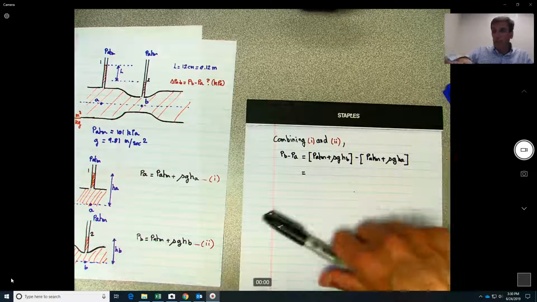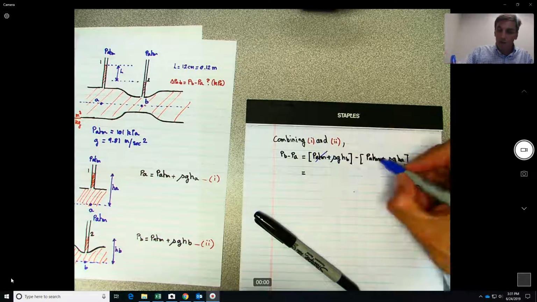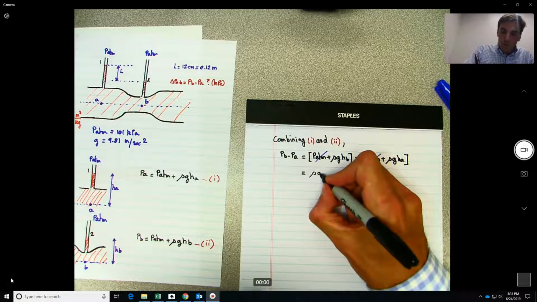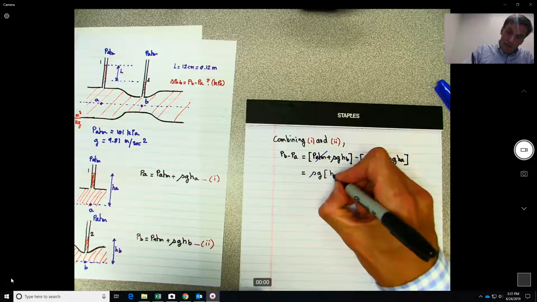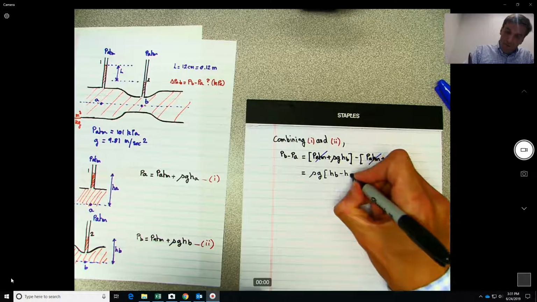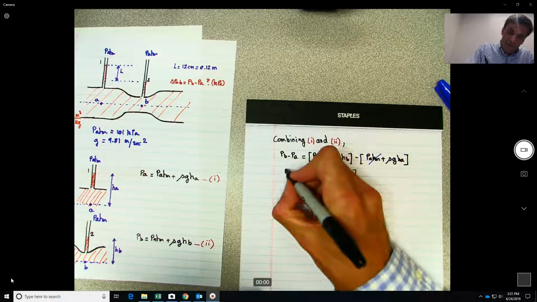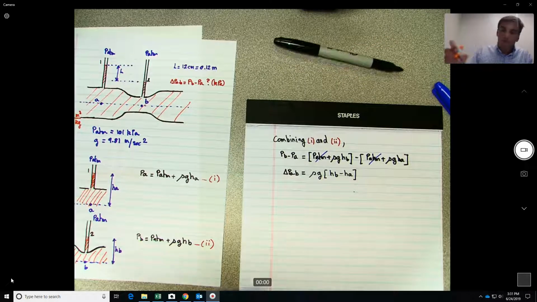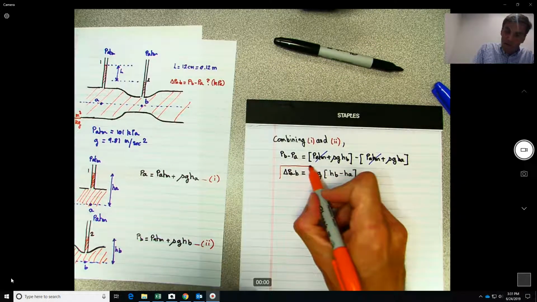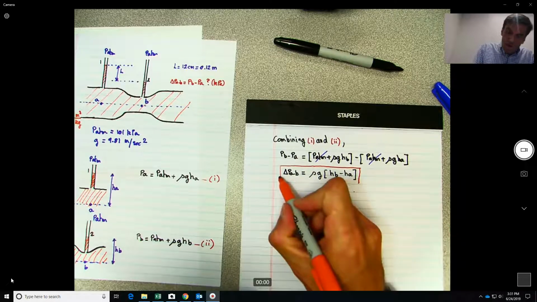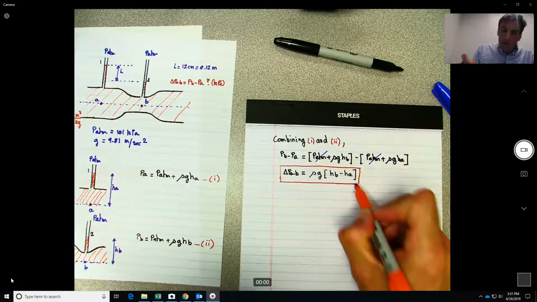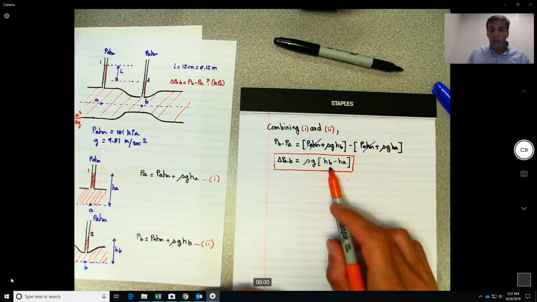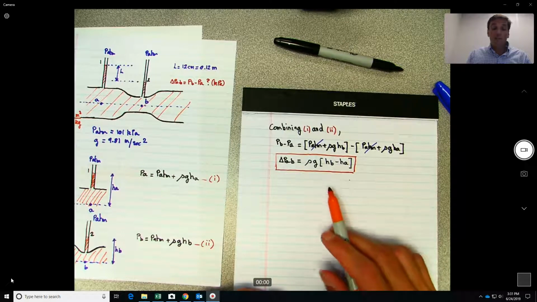So this will give us what? If you can see right away, this term will cancel this one. If we factor out, we get rho G times HB minus H sub A. Okay, so this is really the expression we have, but we see that we don't know H sub A or H sub B, so we cannot really solve.